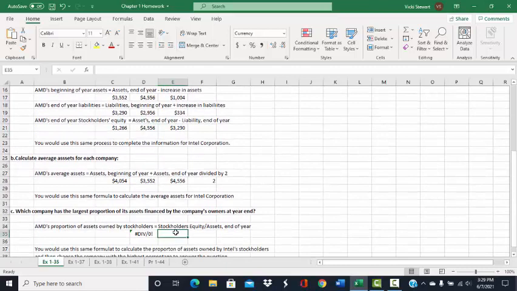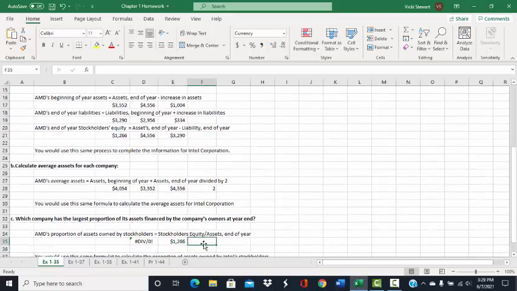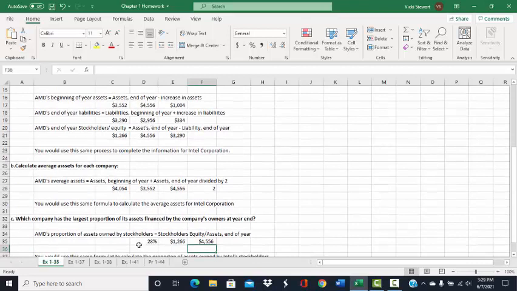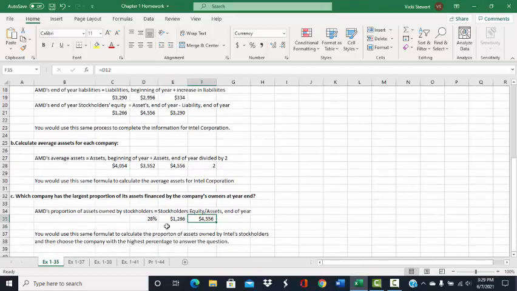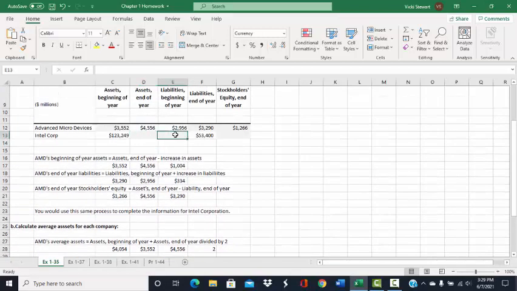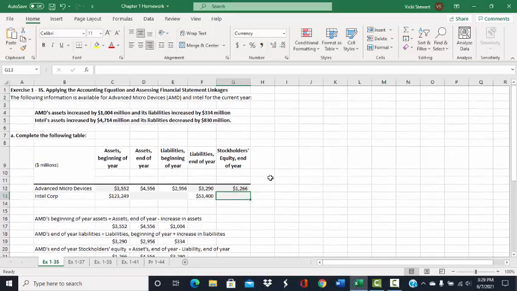We're going to copy our stockholders' equity amount and our end of year asset amounts, and then the formula is calculating that for us. It's taking the stockholders' equity and dividing it by end of year assets. And you would need to do the same thing for Intel. Use the same formula after you have gotten the missing information for Intel. And that is the end of the demonstration for exercise 135.